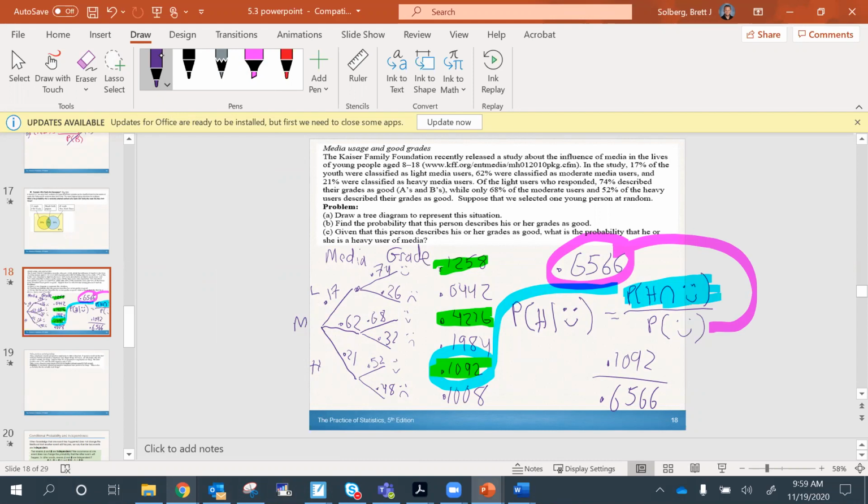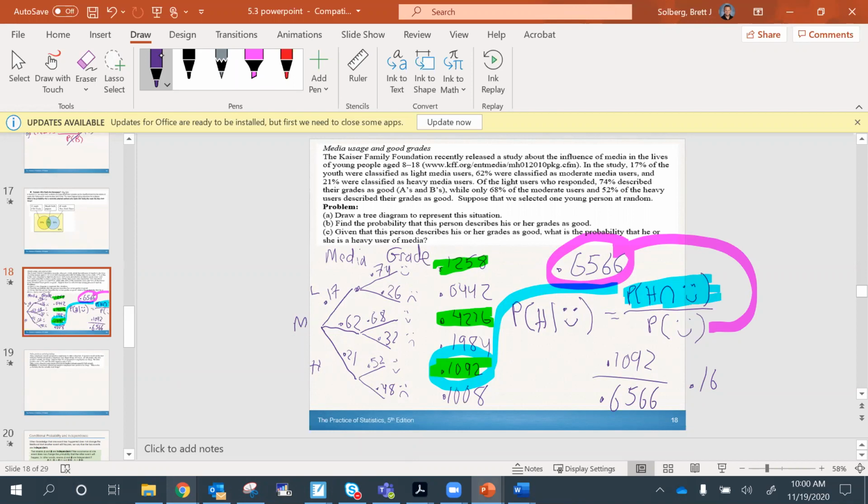And I get a 0.16. So what that means is that if we randomly choose someone, but we know that they got good grades, then there's about a 16% chance that that person was a heavy media usage person. All right. That's how you use the formulas. That's how you do the tree diagrams.